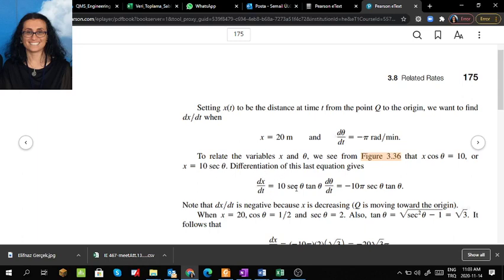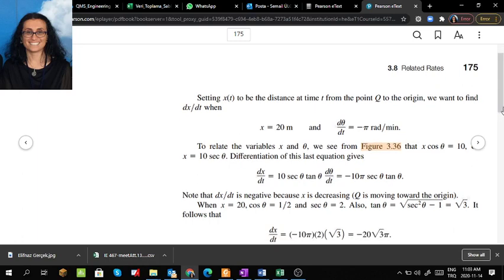dx dt is equal to the derivative of secant theta with respect to time, which is secant tangent, and then we use the chain rule times d theta dt, and we keep the 10 here. Okay, and d theta dt we found is negative pi. We just put it in, so dx dt is equal to negative 10 pi secant theta tangent theta. So we are interested in dx dt when x is equal to 20 meters.